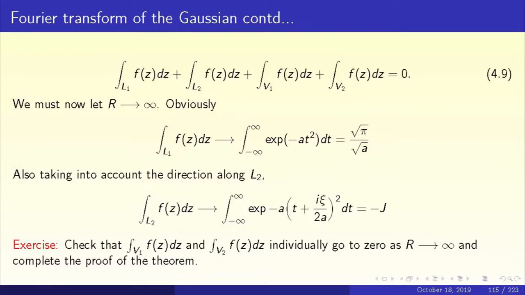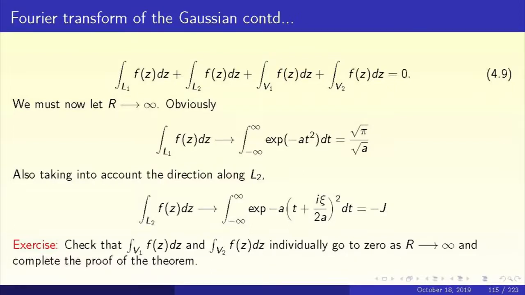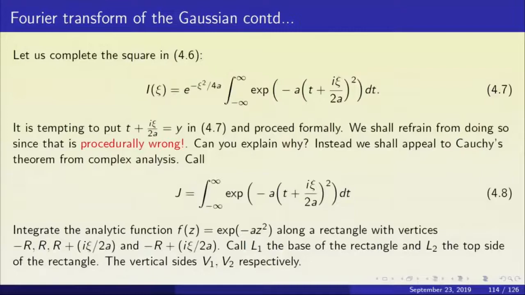Now, along the top side of the rectangle, you are integrating along the boundary of a rectangle. In the base, you go from left to right. In the top side, you go from right to left. So the orientation is reversed. And so what happens to the top side of the rectangle? Integral f(z) dz along L2 is going to be minus the integral that you want, namely, the integral that you are trying to compute, exponential of minus a into t plus i chi by 2a the whole square dt, except that you are going to put a minus sign there because you are reversing the orientation.